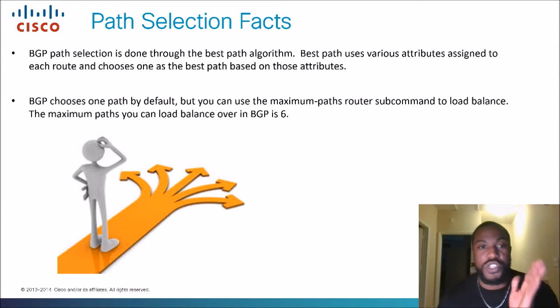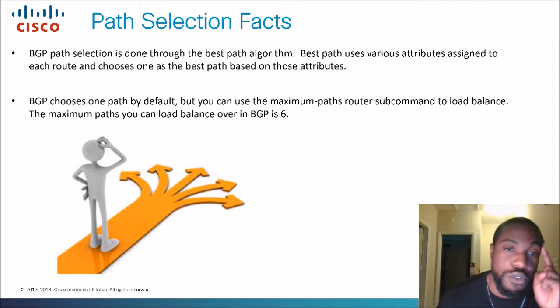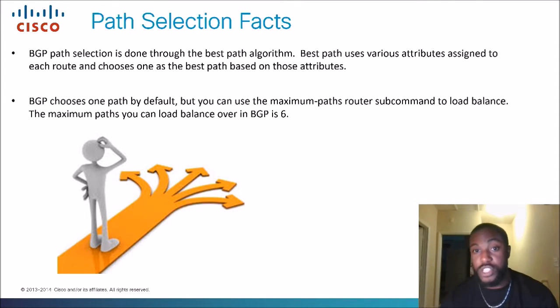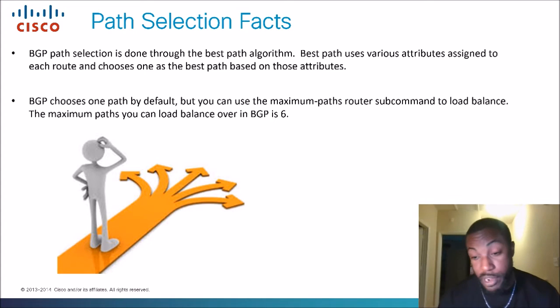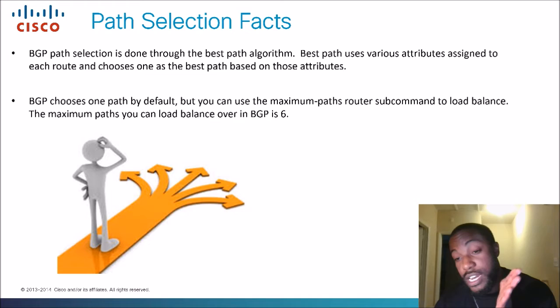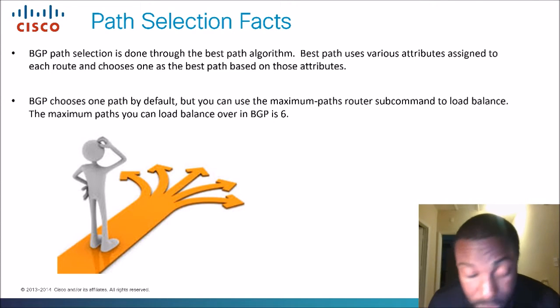BGP, again, chooses one path by default. I'm going to keep telling y'all this. It could be 500 ways to get somewhere, 600 ways, 700 ways to get there. We are going to choose one path. But you can use the maximum-paths router subcommand to load balance, just like EIGRP, apparently. Now that I didn't really know. The maximum paths you can load balance over BGP is 6. However, by default, BGP picks how many paths? Do you know?